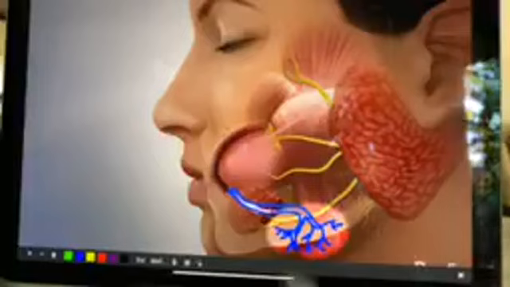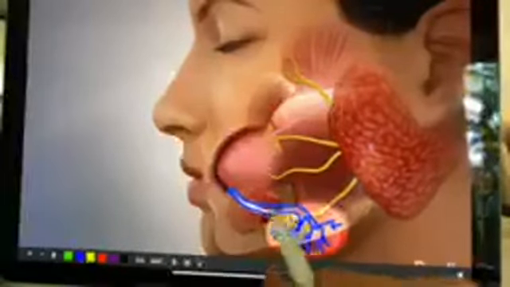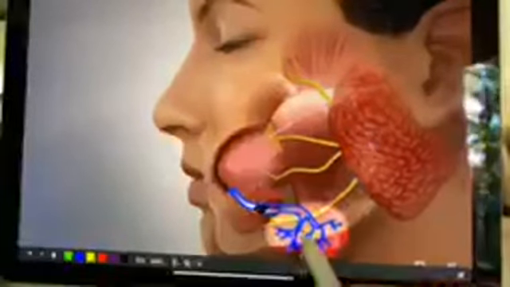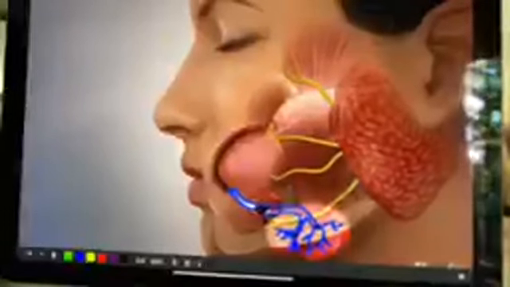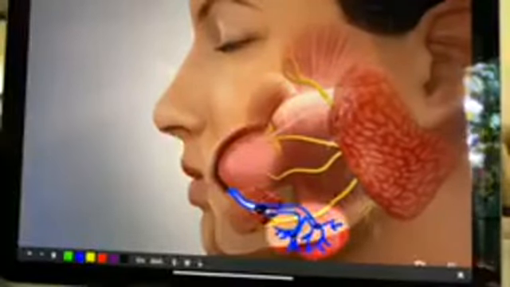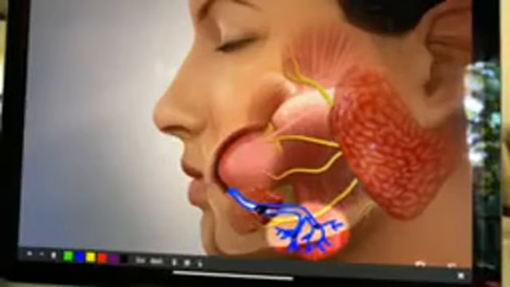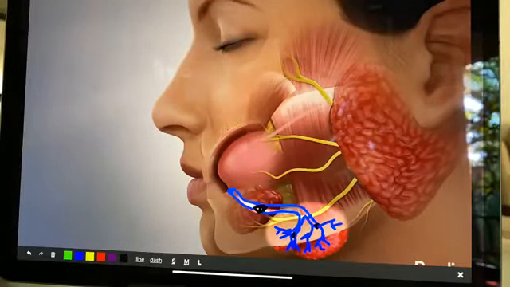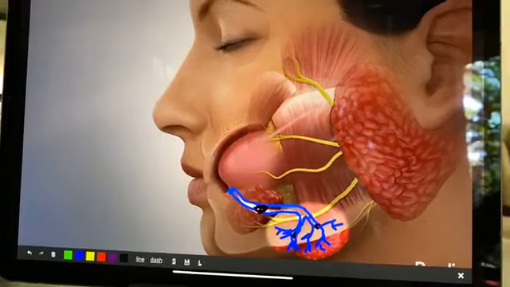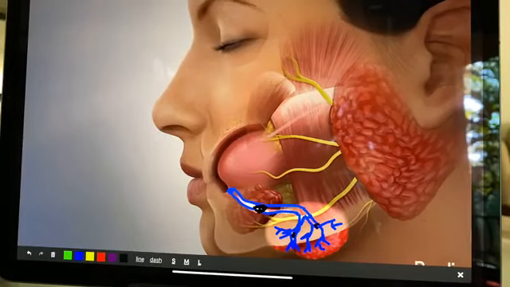So a stone may form in the main duct, or it may form in these smaller systems, all right? It can occur anywhere. There was always the concern that the stone is based on your blood calcium level. But there's no correlation between blood calcium level and stone formation in the salivary glands.